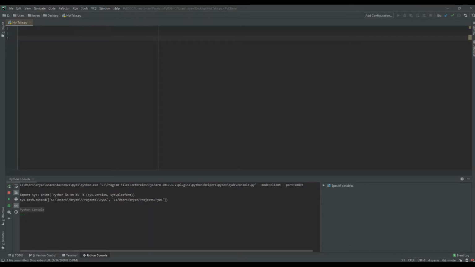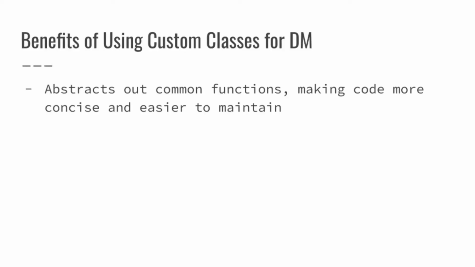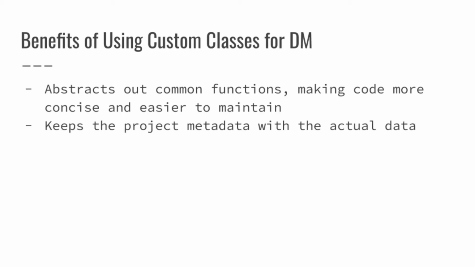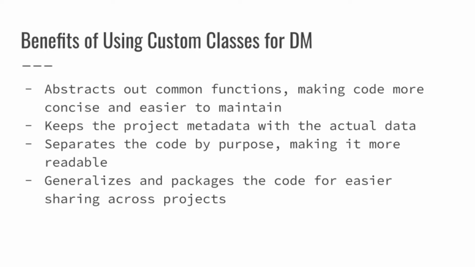And one of the areas I find them very helpful is in the data munging phase. Using classes for data munging has a few benefits. It abstracts out the data munging code so it's easier to maintain. It keeps the project metadata with the actual data. It helps separate code by purpose, making your code easier to read. And it makes it easier to package the code for sharing.